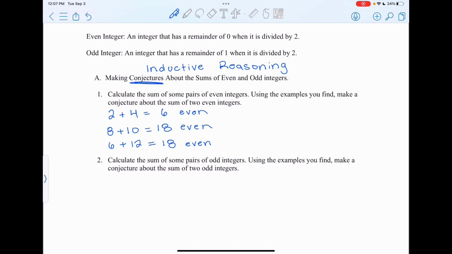So based on these 3 examples, I notice that every time I add 2 even integers together, I get an even integer as an answer. Now, this is using inductive reasoning because I didn't prove this for all sums of pairs of even integers. This is only based on 3 examples. My next example could disprove this conjecture, but based on the examples that I have in front of me, I'm going to make the conjecture that the sum of 2 even integers is always even.